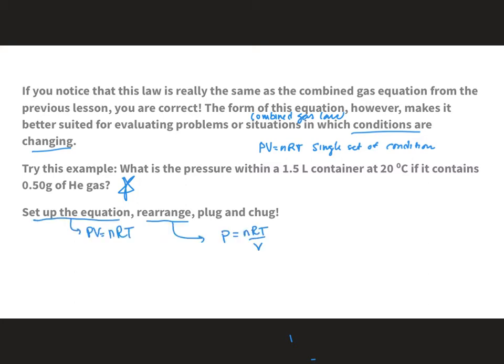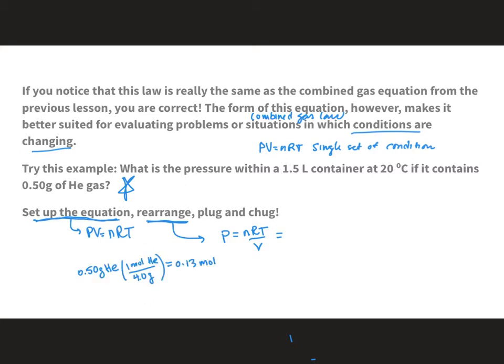So the first thing to do would be to set up your equation. Just write the equation in its numberless form, just write the pivnert. I like to rearrange before I put values in. It's not a deal breaker if you don't do this, but I think it makes it a little easier. And then I'm going to plug in my values.